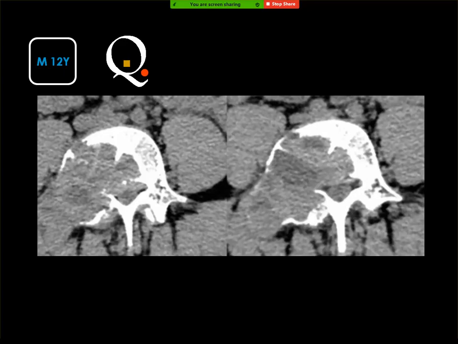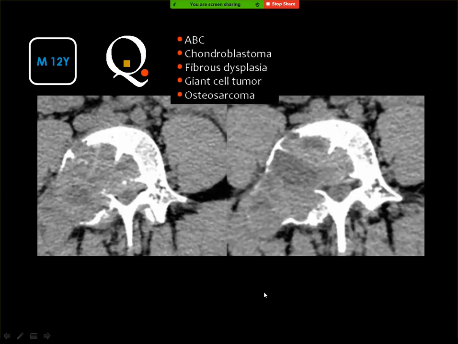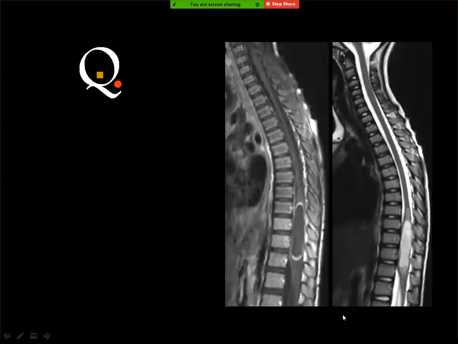Osteoblastoma. Okay, this is the same patient, 12 years old, with an expanding lesion showing fluid levels. Yes, fluid level, the differential diagnosis: aneurysmal bone cyst, chondroblastoma, fibrous dysplasia, giant cell tumor, osteosarcoma. Aneurysmal bone cyst. Yes, aneurysmal bone cyst is the diagnosis because if you look carefully you can see some fluid levels inside the lesion, which are almost diagnostic of aneurysmal bone cyst.